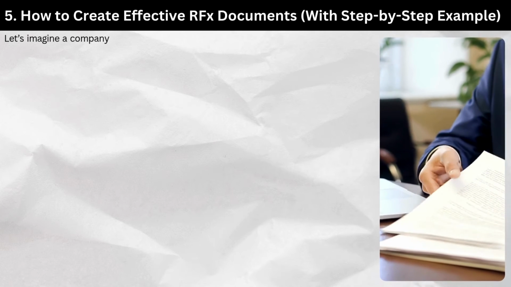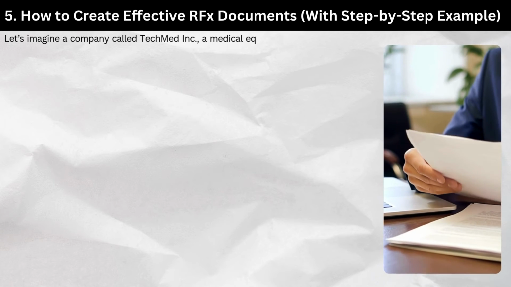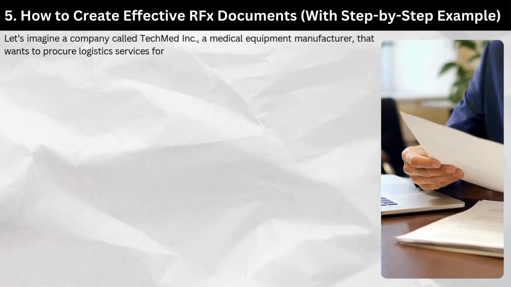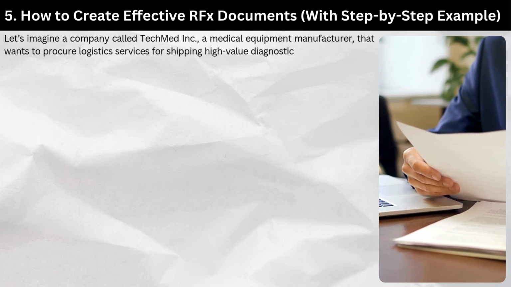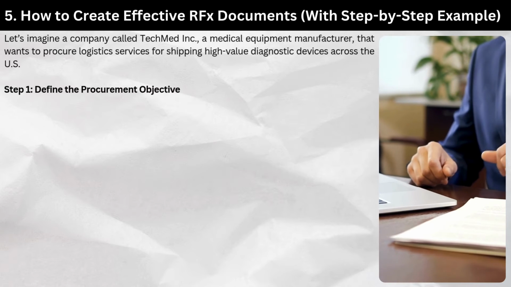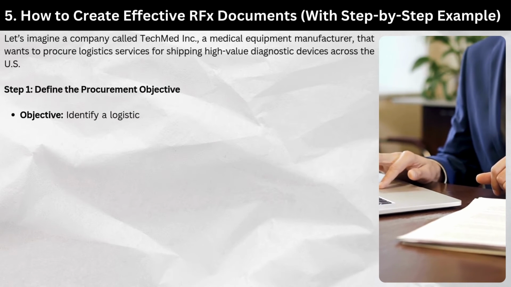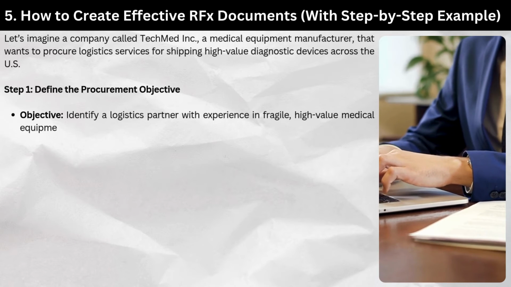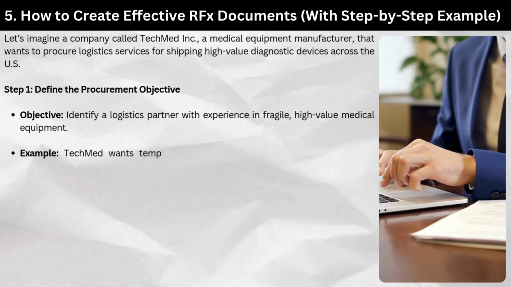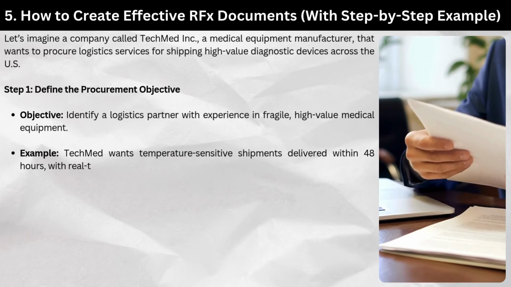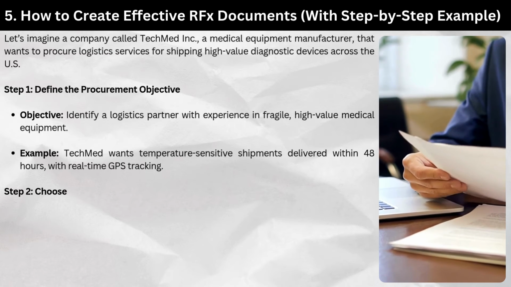5. How to create effective RFX documents, with a step-by-step example. Let's imagine a company called TechMed Incorporated, a medical equipment manufacturer that wants to procure logistics services for shipping high-value diagnostic devices across the U.S. Step 1, define the procurement objective. Objective: identify a logistics partner with experience in fragile, high-value medical equipment. Example: TechMed wants temperature-sensitive shipments delivered within 48 hours with real-time GPS tracking.